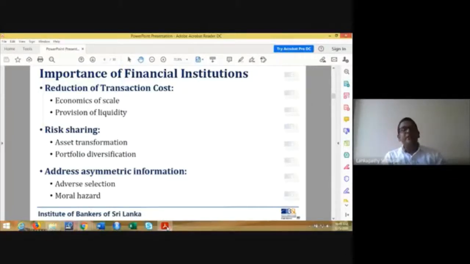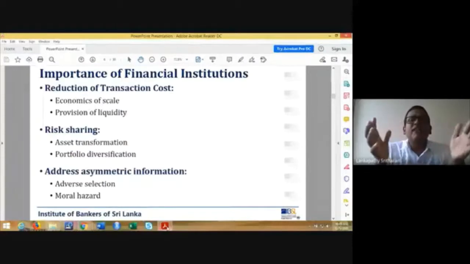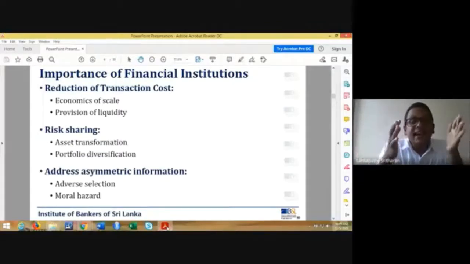At the same time, we can say that risk sharing, asset transformation and portfolio diversification are involved in the importance of the financial institution, and asymmetric information, adverse selection and moral hazards will be addressed. So these are some of the importance of the financial institution, which reduce the transaction cost, share the risk, as well as address the asymmetric information problem existing in an economy of financial transactions.